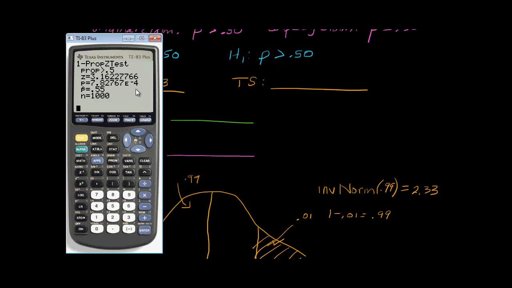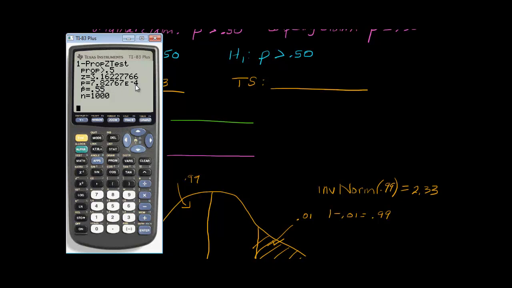enter, and see here we get our test statistic. It's a z also, of course, 3.16, and a p-value. Now let's look at this p-value for just a moment. We see that it's 7.82767. Well, we know probabilities are not greater than 1, so that's the first clue that this is not just the result here. Then we see e to the negative 4.